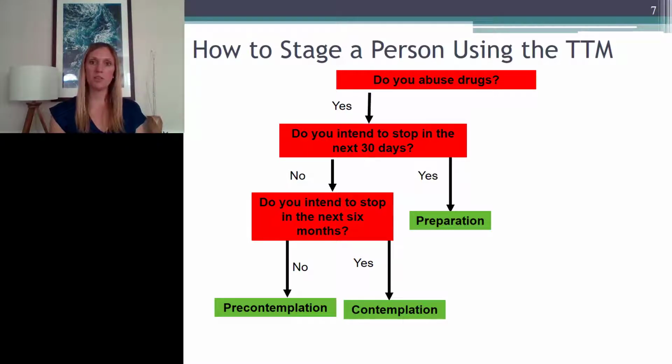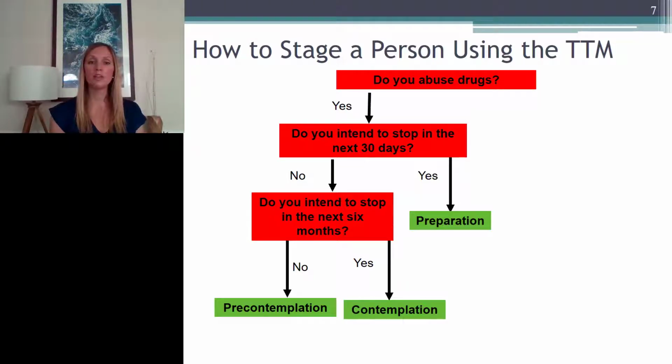Let's talk about how we actually use the stages of change in research. There's a couple of different ways that you can classify individuals into a stage of change. The easiest way is through a series of questions like this that you can administer either through a questionnaire or an interview. So this is an example of a drug abuse intervention. You would ask individuals, do you currently abuse drugs? If they say yes, they are a potential participant for your intervention. So next you would ask them, do you intend to stop using in the next 30 days? If they say yes, this means they're already in the preparation phase.